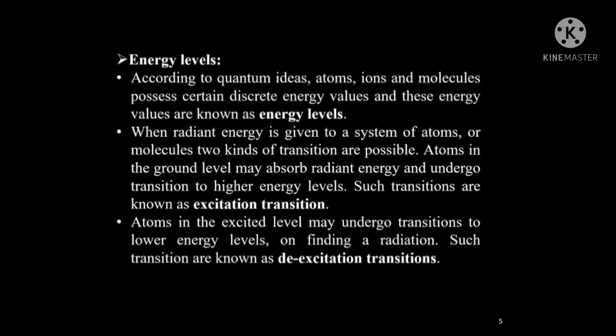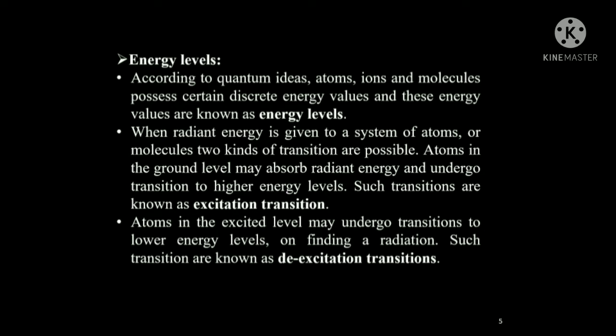When radiant energy is given to a system of atoms or molecules, two kinds of transition are possible. Atoms in the ground level may absorb radiant energy and undergo transition to higher energy levels, and such transitions are called excitation transitions. Atoms in the excited level may undergo transitions to a lower energy level on emitting a radiation. Such transitions are known as de-excitation transitions.